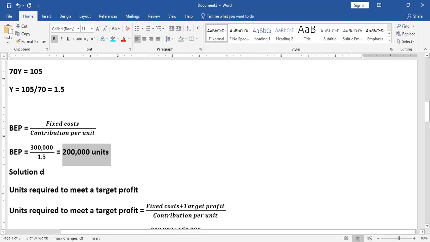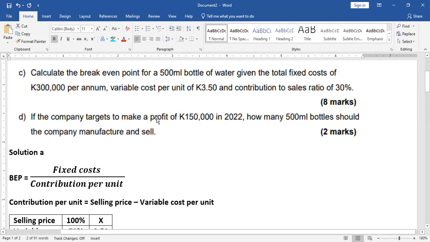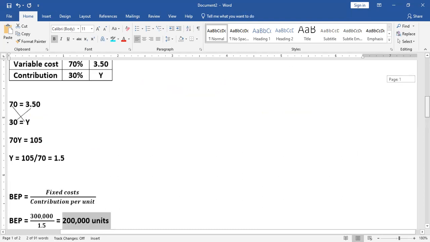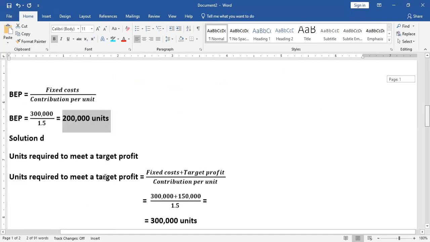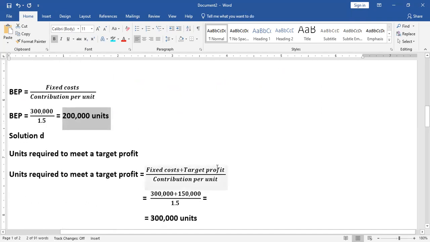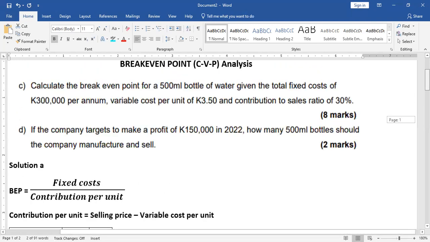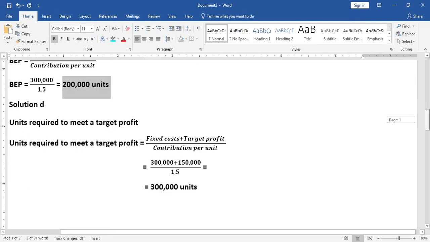And then the last question from the same exam was to compute if the company targets to make a profit of 150,000 in 2022, how many 500 ml bottles should the company manufacture and sell for them to make a target profit of 150,000? So the formula for that one, units required to meet a target profit, is basically fixed cost plus target profit over contribution per unit. So the target profit has been given, it's right in the question, the 150,000. And then the fixed costs are there, which is 300,000, and the contribution, we just calculated it.